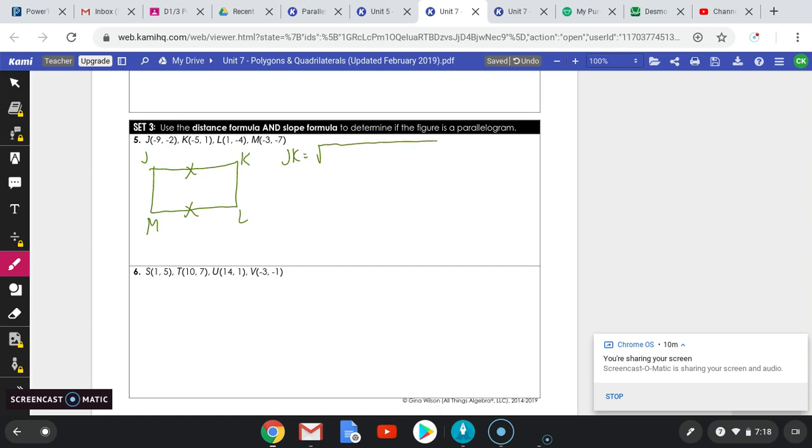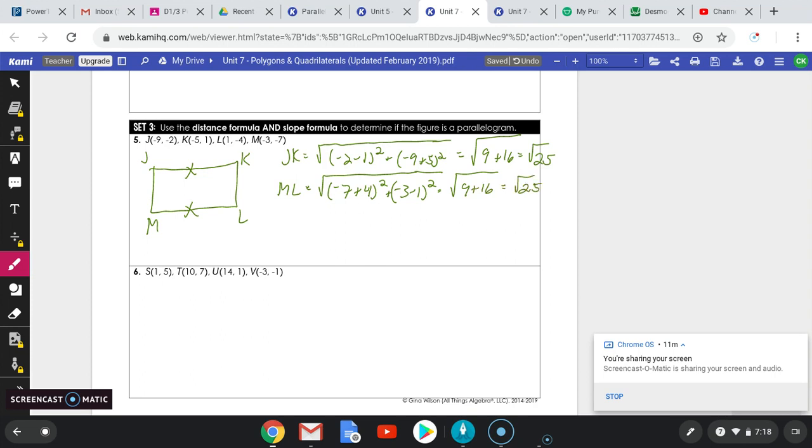So JK is going to be -2 minus 1 squared plus -9 plus 5 squared. Do the math here. I'm going to get -3 squared, 9, 16, 25. And yes, we know the square root of 25 is 5, but we can keep it like that. ML would be the square root of -7 plus 4 squared plus -3 minus 1 squared, which would give me, lo and behold, after I do all that, 9 plus 16, same thing.